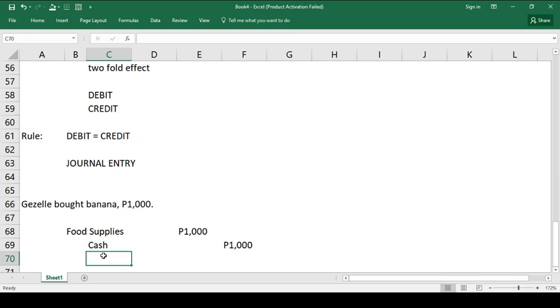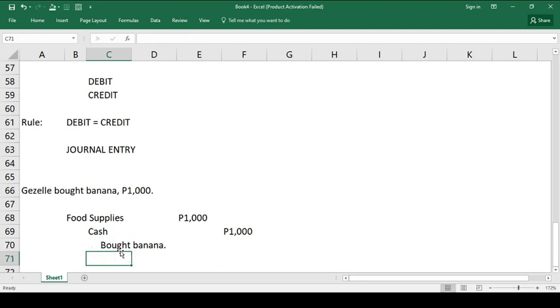For explanation purposes, you need to make indentation as well. Indent mo na naman, bought banana. Pwede na yon, no? Wag mo nang gawing mahaba. And the explanation does not need to be in a paragraph form. Simply 2 to 3 words is enough. Okay? But it can be eliminated naman, no? Pero for academic purposes, kasi yun talaga yung tatlo, we have the debit, we have the credit, and the explanation. And each is being indented. Okay?